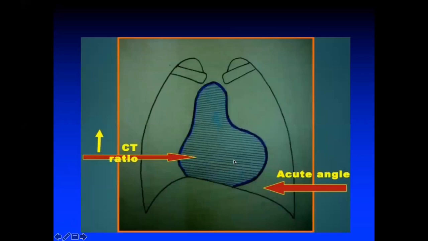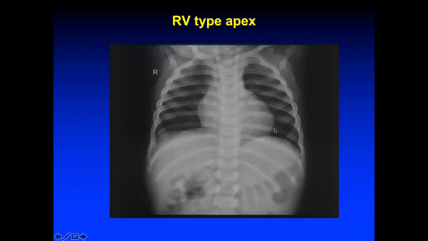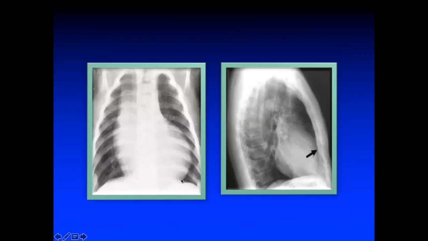So this is again the cardiothoracic ratio, and this angle I was saying is acute, less than 90 degrees. If the angle is more than 90 degrees, it is obtuse. Here you can see this angle is less than 90 degrees. This is a classical example of tetralogy of Fallot, an X-ray which is right. Again, this angle is less than 90 degrees, an acute angle, around 35-40 degrees.